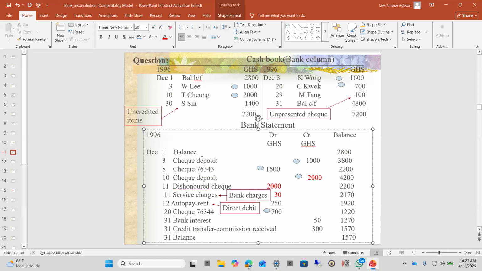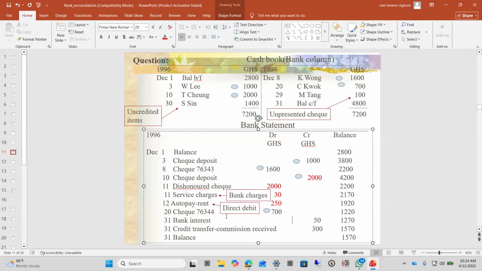Then on the 12th, we didn't do any transaction. But when we took the bank statement, we saw that they said auto pay rent. When you say auto pay, it's like a standing order, an automatic payment, which is a direct debit at the bank. It's also 250. Are you following? But when you come here, we didn't pay any rent. We did not know that we were paying anything, so we didn't credit our account. Is that okay?